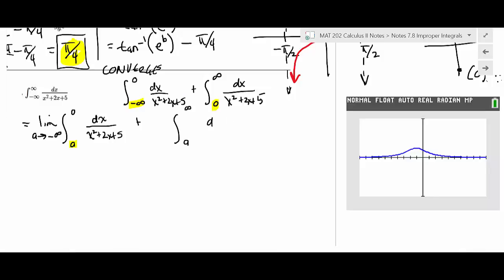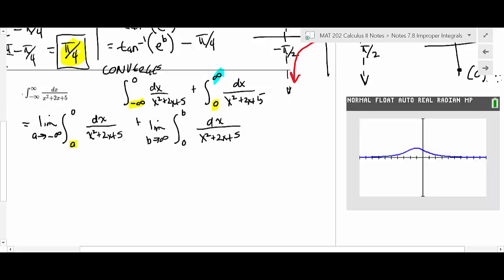Like that. Whoops, I'm doing that wrong. I'm not paying attention here. That's got to stay 0. Okay, it's this one that changes. You want that one to go to a different letter. So we're going to take that to something like B. And then we're going to have dx over x squared plus 2x plus 5, and then that limit is going to, B is going to approach infinity. So let me pause there and explain what I'm trying to do here.